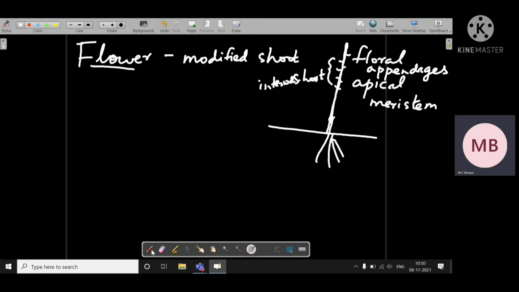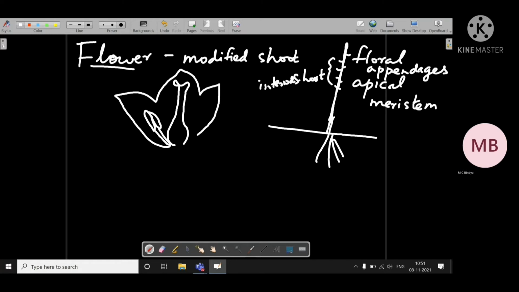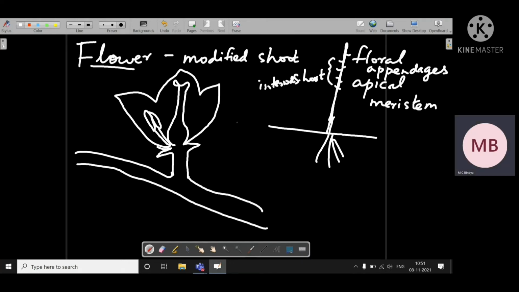The different kinds of floral appendages are like the pistil, the stamens, the petals, the sepals. If they are arising from the stem, then it becomes a flower. The flowers can be solitary. They can be solitary if only one flower arises.